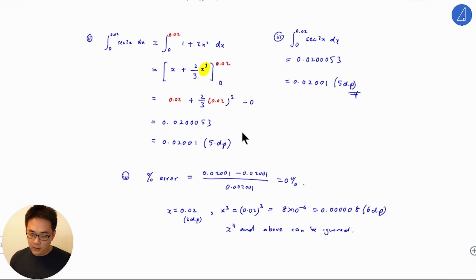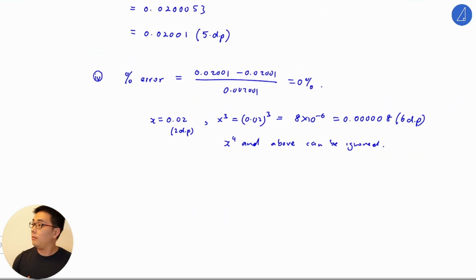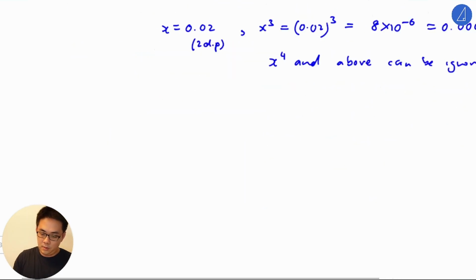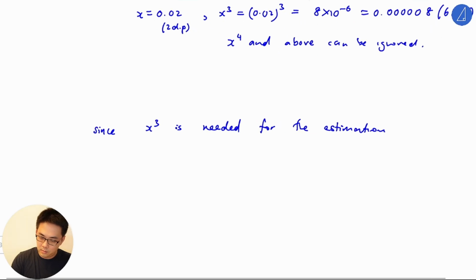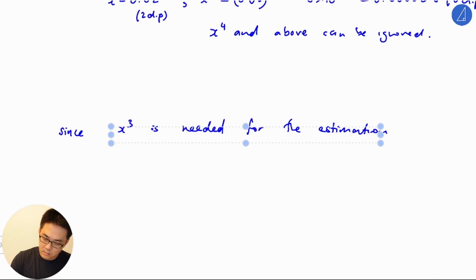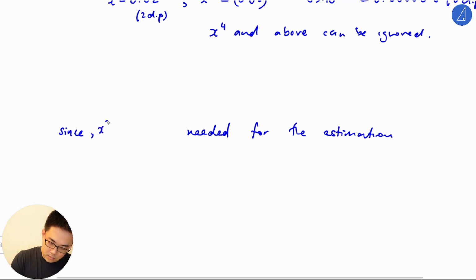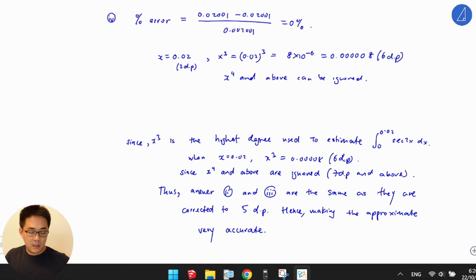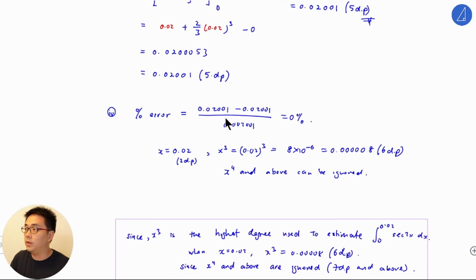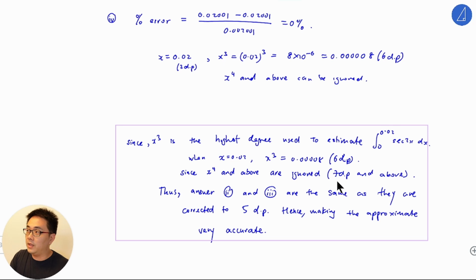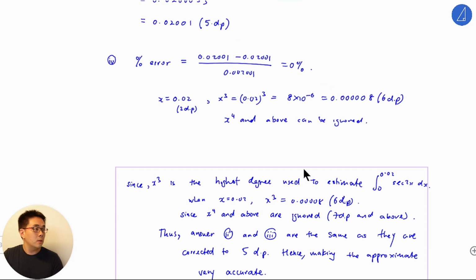Okay, this is how I'll write it. I'll try and argue that because in our integral, x cubed is the highest degree, 0.02 cubed is actually a 6 dp. And since x to the power of 4 and above are ignored, meaning 7 dp and above, thus the answers are the same as they are corrected to 5 dp. Hence making the approximation very accurate. That's how I would think about it.